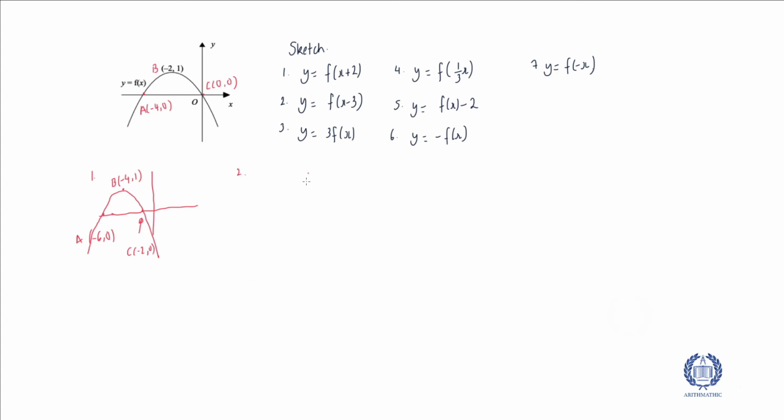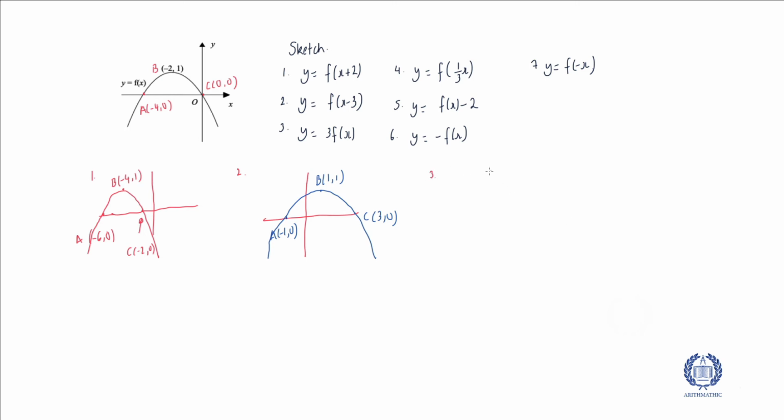Number 2, f of x minus 3. Let me use a different color, it might be easier for you guys to see. So this is now moving 3 spaces to the right. My a coordinate, if I move 3 spaces to the right, is going to become minus 1, 0. My b coordinate is going to become 1, 1. And then my c coordinate is going to become 3, 0. So that means your graph is going to be like this, at least going through those 3 points. Okay. The third one is 3f of x.